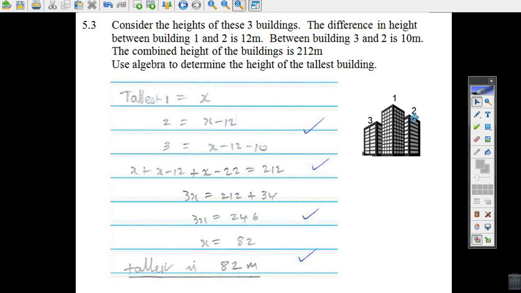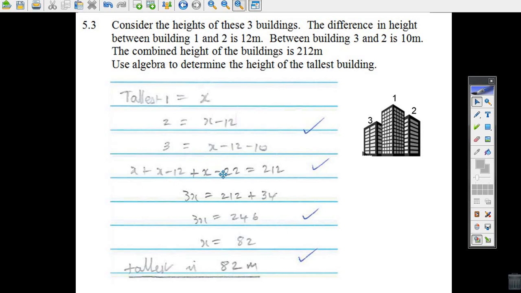Now the difference between building 2 and building 3 is another 10 meters. So if building 2 is 12 meters less than building 1, building 3 should be another 10 less than building 2, 10 meters shorter. Well, minus 12 minus 10 is minus 22. Well, there's the shortest building, the middle building, and the tallest building. And when we add them all up, it adds to 212 meters.